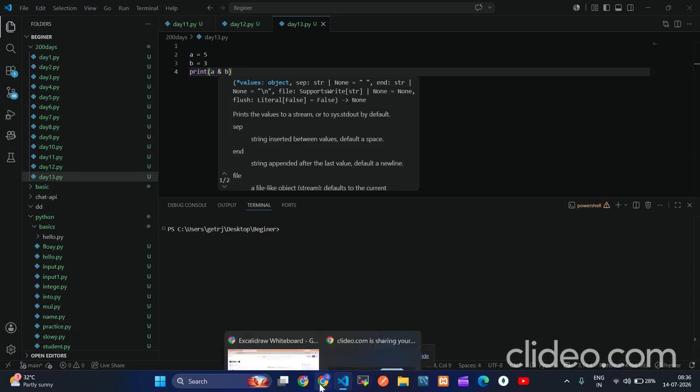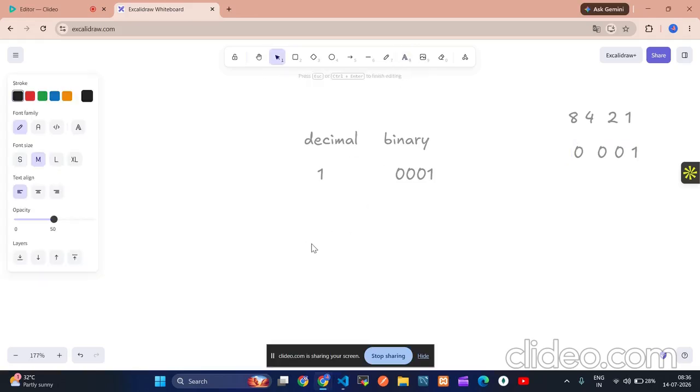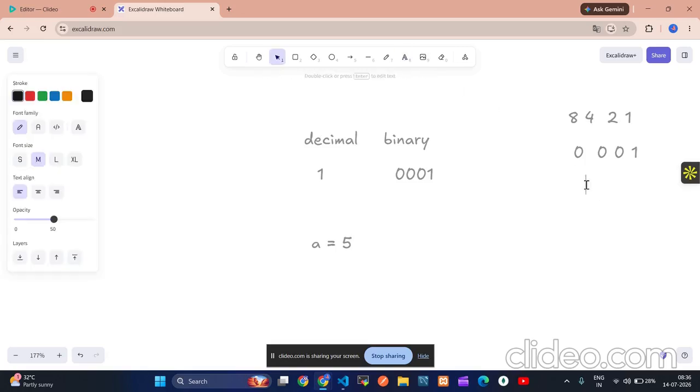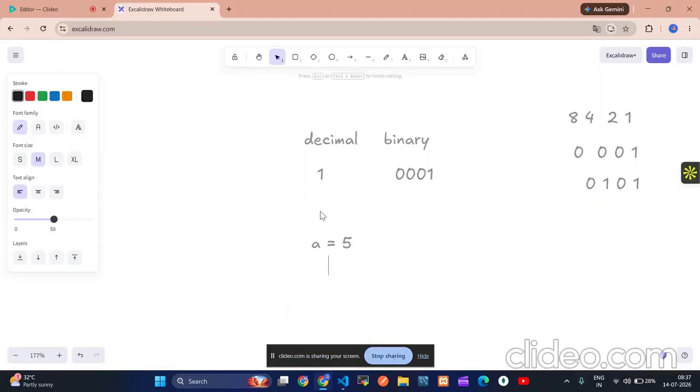So let's check here. A is equal to 5, so here we calculate, 0101. And B is equal to 3, so here it is 0011.